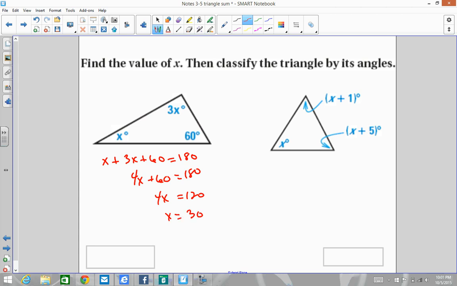And so I can plug it back in, and this would be a 30-degree angle, and this would be a 90-degree angle. So if we classify this triangle by its angles, this would be a right triangle because of the 90-degree angle. All right, so do this one over here. Make sure you have the work for solving it, and then don't forget to classify the triangle by its angles.